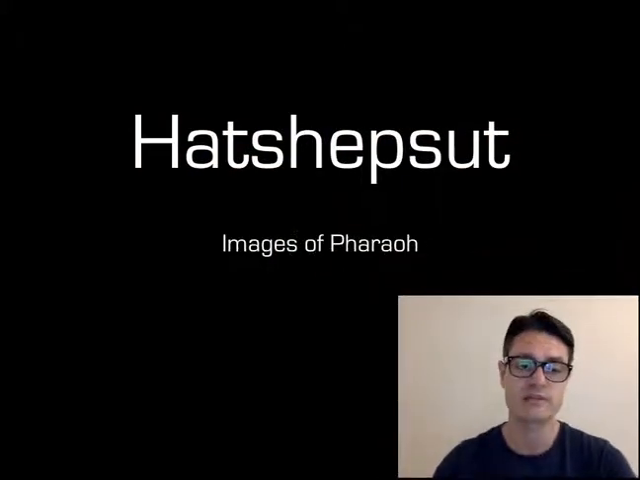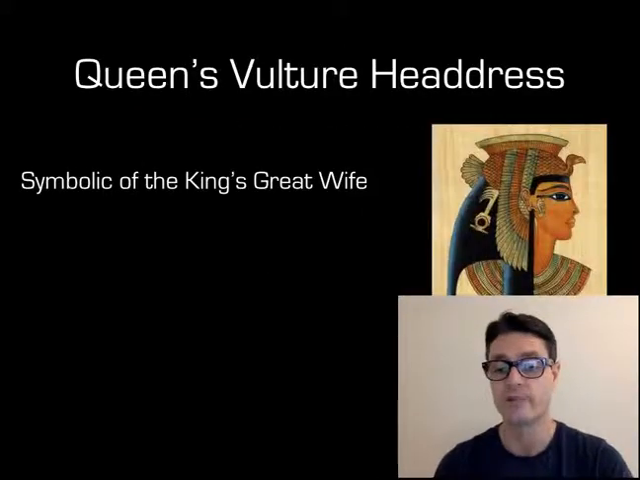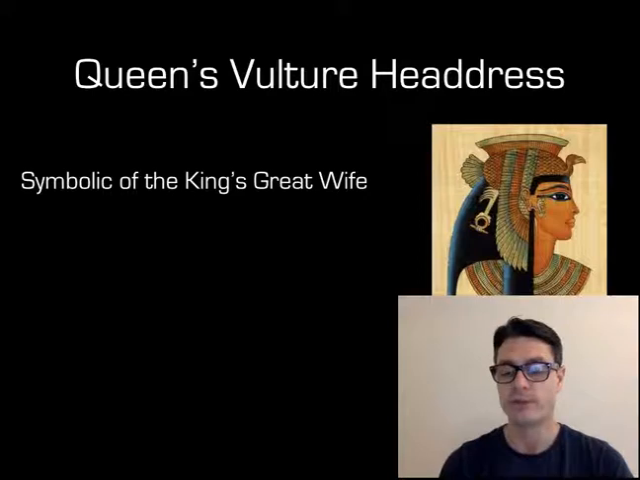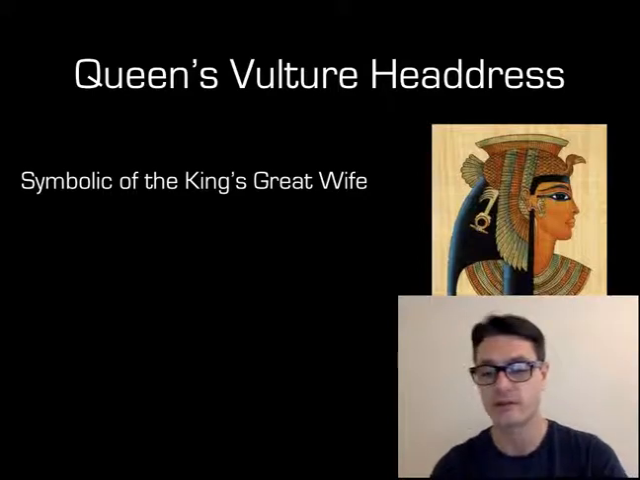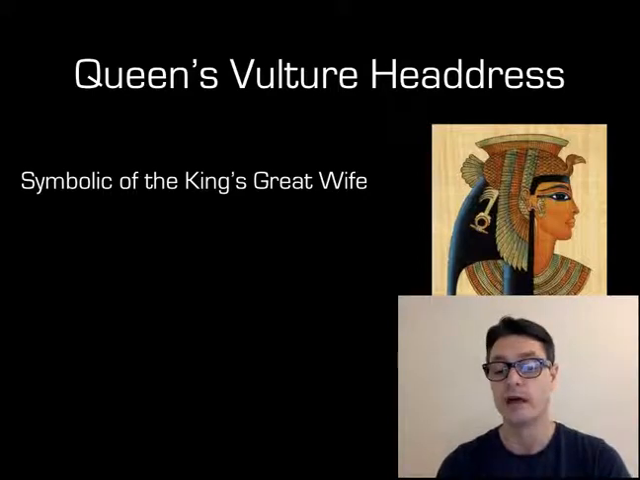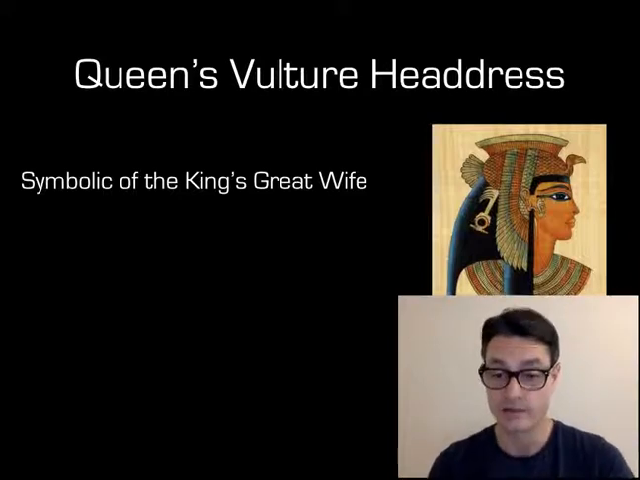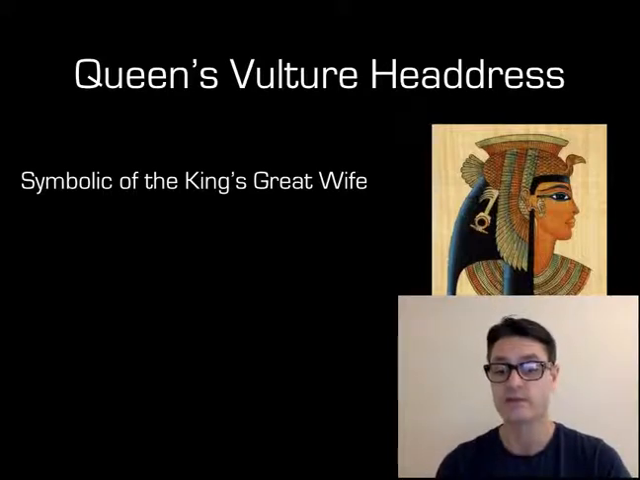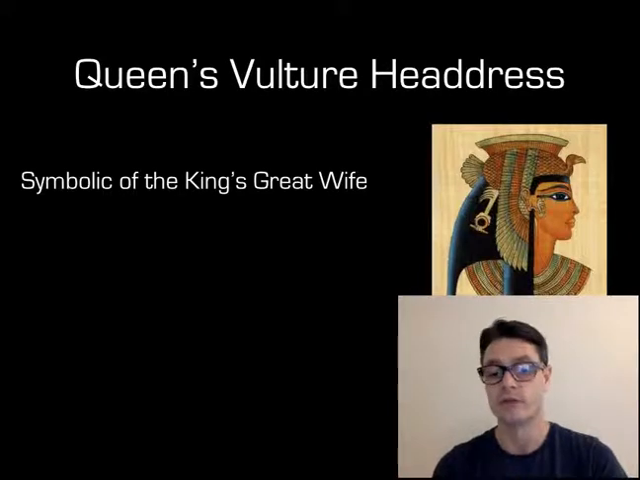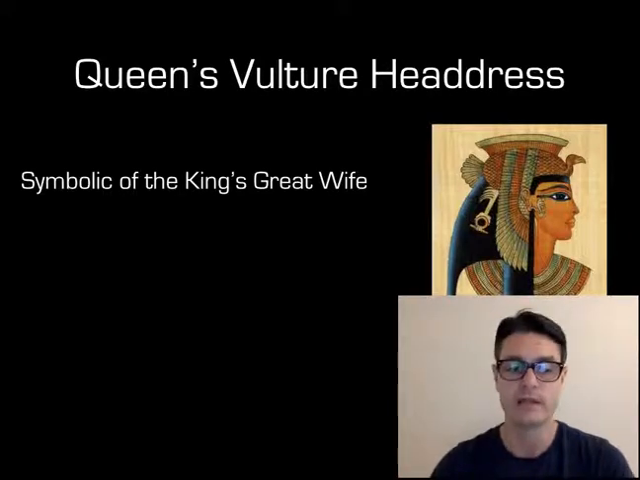So we'll start with Hatshepsut as a queen, and we'll have a look at the main image of queenship that we have, which is the vulture headdress. This is how a woman who was the king's great wife would be depicted during this time period, wearing the vulture headdress. Doesn't mean she wore it around the palace or whatever, but when she was depicted in reliefs and monuments, she would be depicted wearing this vulture headdress, which is symbolic of her power in that role.